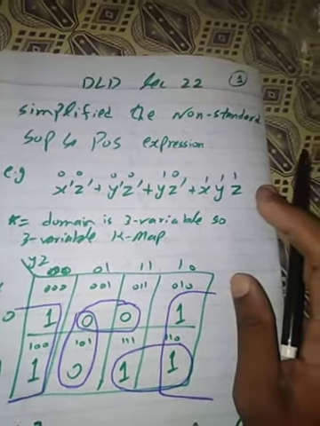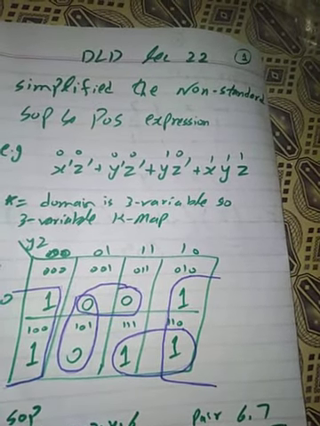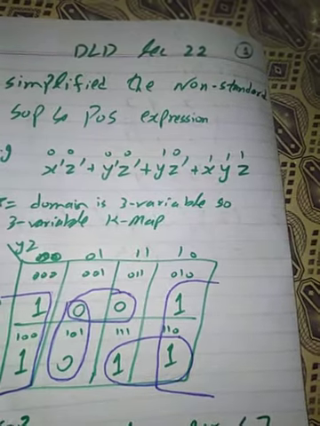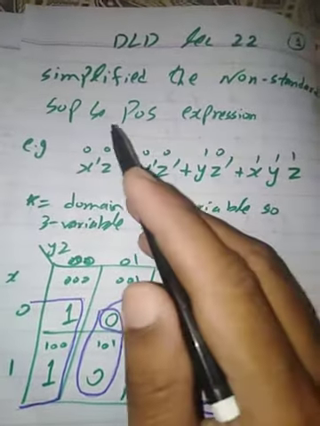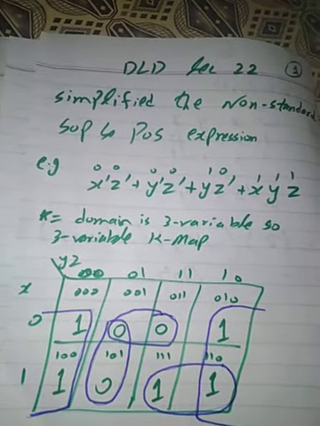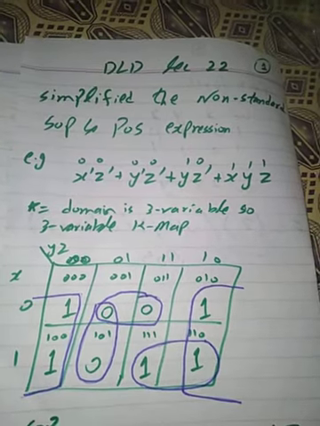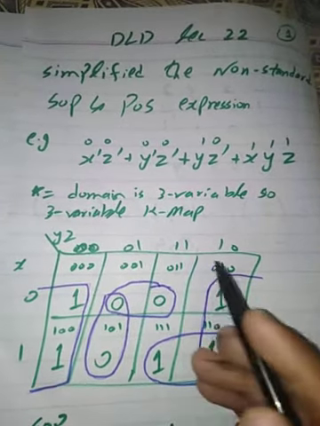As I told in my previous lecture, in a truth table, SOP and POS are both present. So in a K map, if there is an expression in SOP, then you can make the expression of POS. In a K map, SOP and POS are both present.